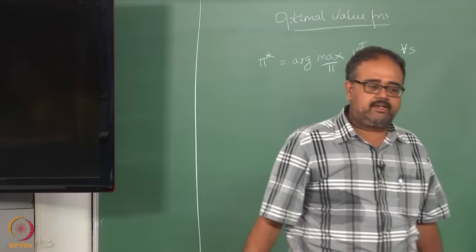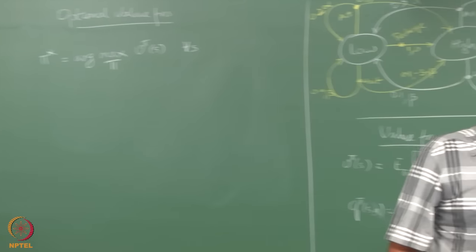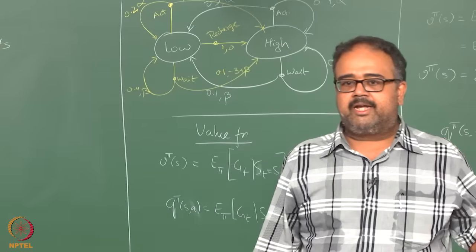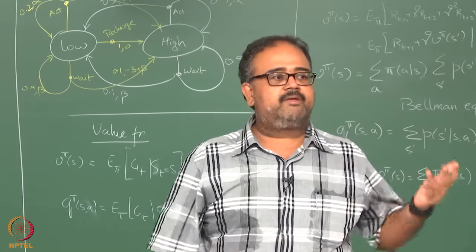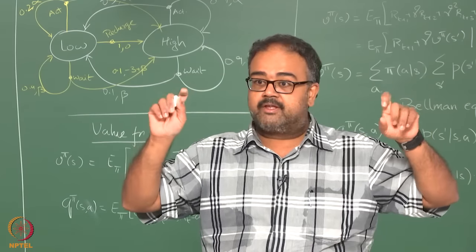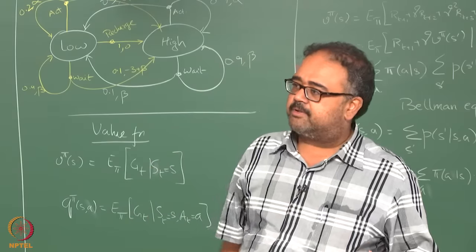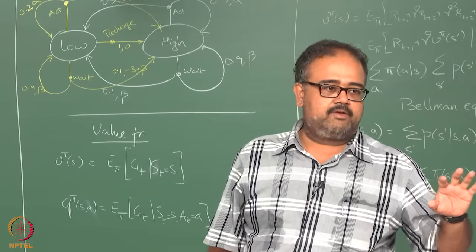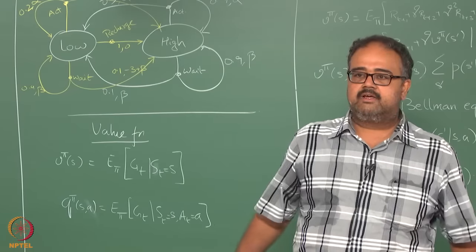One caveat to note here is that argmax might not return a unique pi. There could be multiple policies for which this maxima is achieved, in which case any one of them can be called the optimal policy. So there is no the optimal policy, but there is an optimal policy. There could be multiple optimal policies. Just remember that.